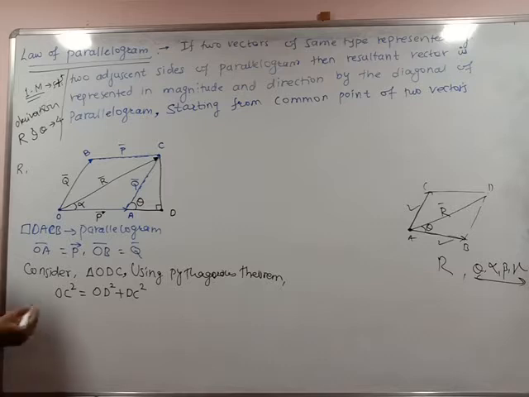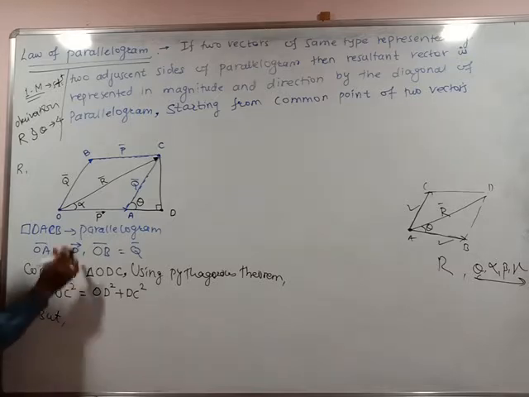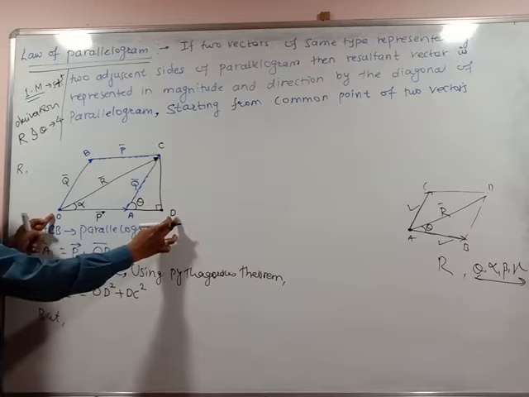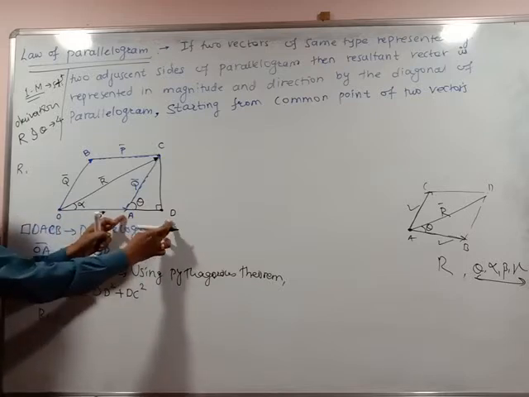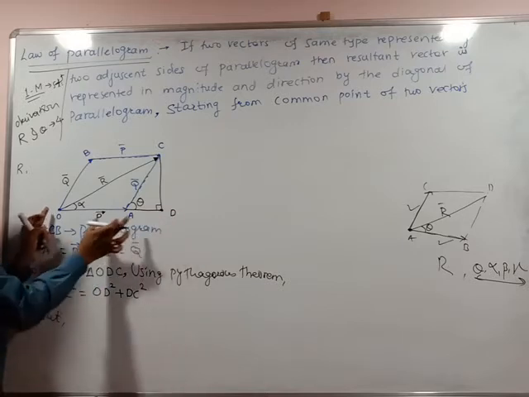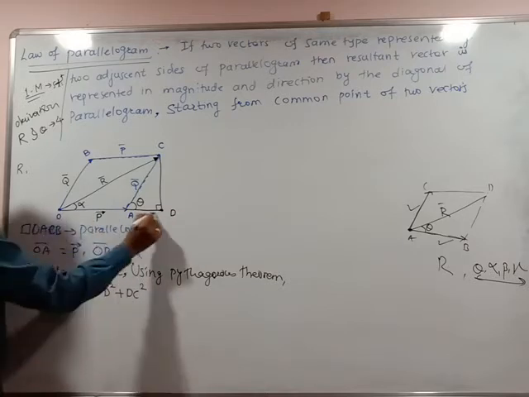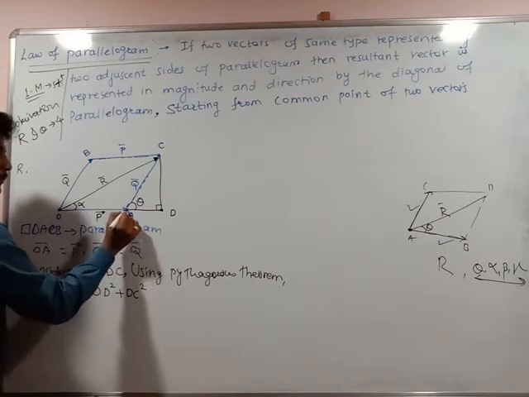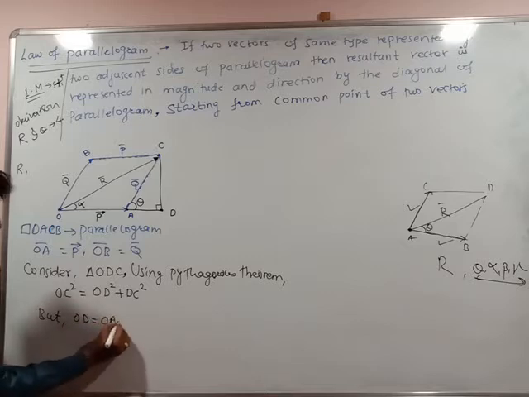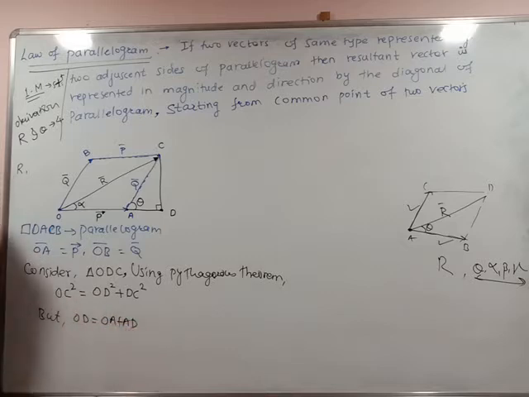Okay? Now, how to write this value OD? I can write the value OD as OA plus AD. OD can be written as OA plus AD. See this side, how will you write OD? It is OA plus AD. Okay. Therefore, OD is equal to OA plus AD.